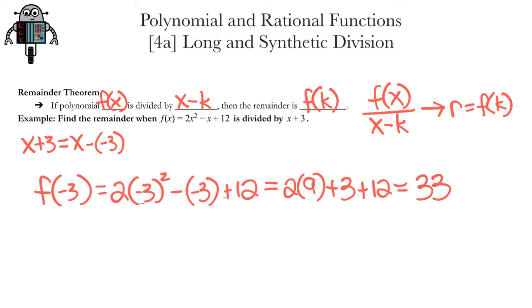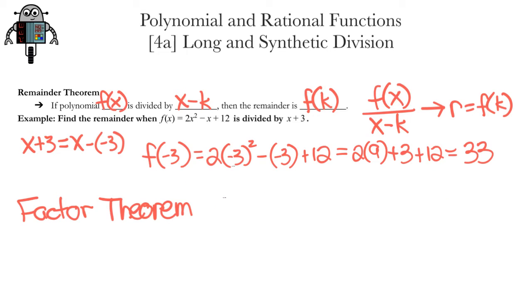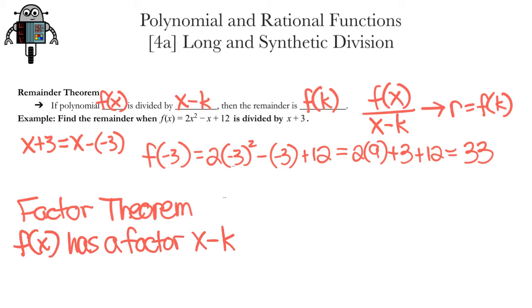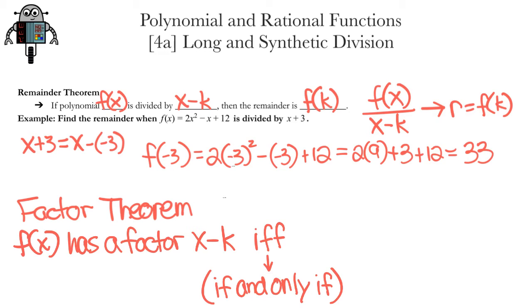And since the remainder is not 0, we could also conclude that x plus 3 is not a factor of f of x. That leads us to the factor theorem. The factor theorem says that f of x has a factor x minus k if and only if f of k equals 0. If and only if means that statement works both ways. If f of x has a factor x minus k, then we know that f of k is 0. In reverse, if f of k equals 0, then we know that x minus k is a factor of f of x.